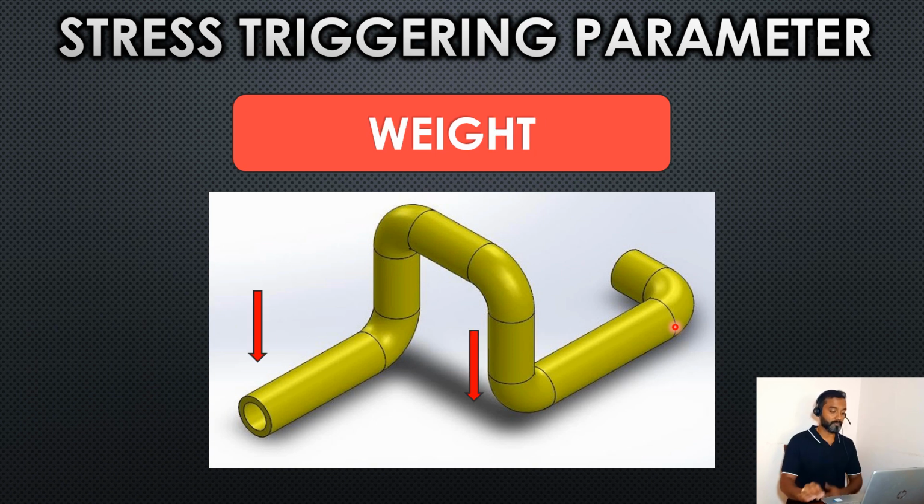Now the fourth one is weight. Imagine piping has got weight, right? It has got a material weight. It has got a fluid weight. The pipe is filled with the fluid. That weight is also there. And it has got a insulation weight.